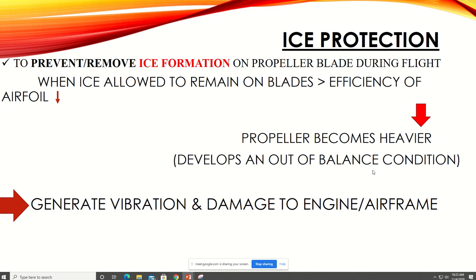Out of balance, I think we learned in chapter 6. This is propeller maintenance. And then what happens? It generates vibration and damage to the engine and airframe. Last week we went through vibration and propeller synchronizing, which is about reducing vibration and noise. For ice, we don't want it to generate vibration because of out of balance conditions.